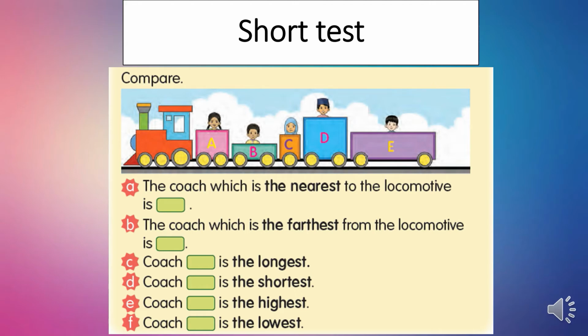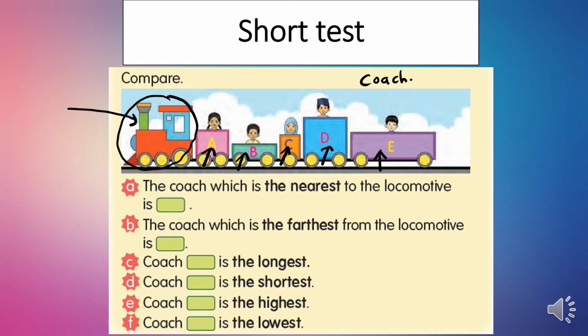Okay, this is the locomotive. I put an arrow here. Okay, this is the locomotive. And the one that the boy and the girl is sitting in is called the coach.